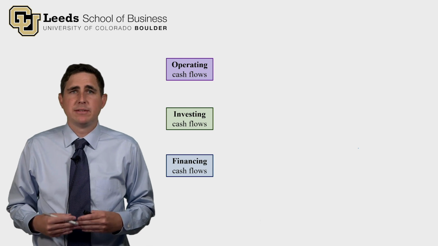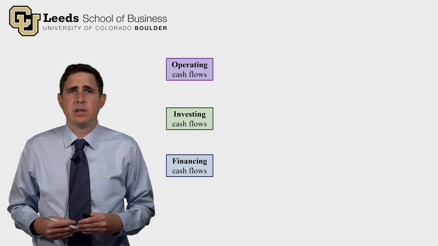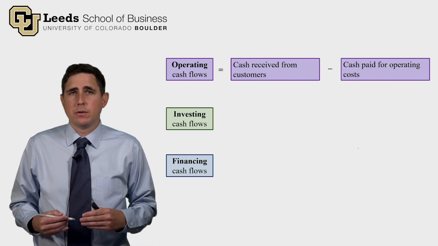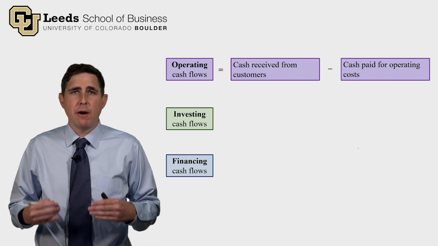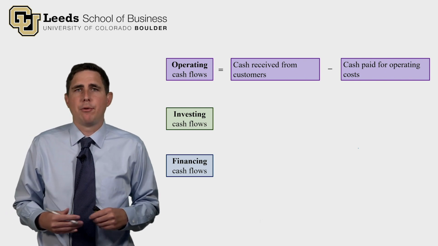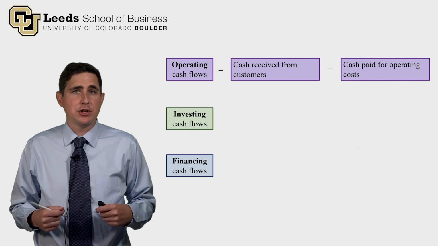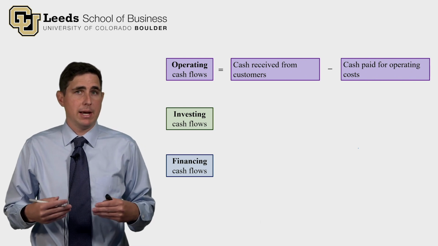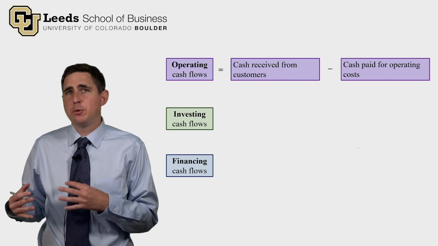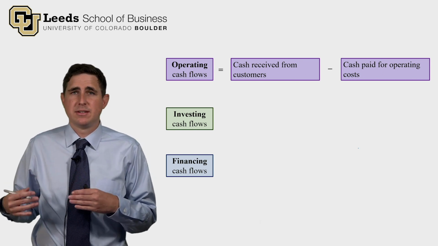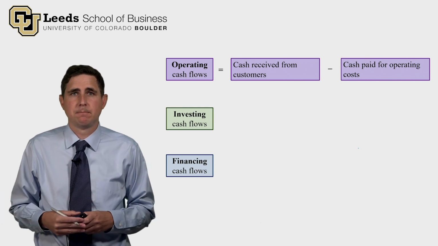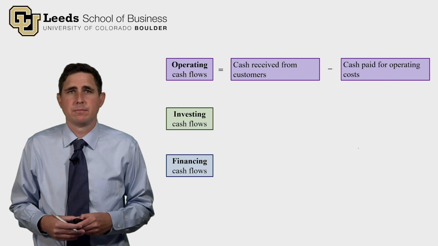We break these down into operating activities, investing activities, and financing activities. Operating cash flows have to do with the primary revenue-generating process in a business. So you calculate operating cash flows by taking cash you receive from your customers, that's in making sales, revenue transactions, and subtracting all the cash you paid for operating costs, such as buying inventory, paying for employees, and so on. Those are operating cash flows.